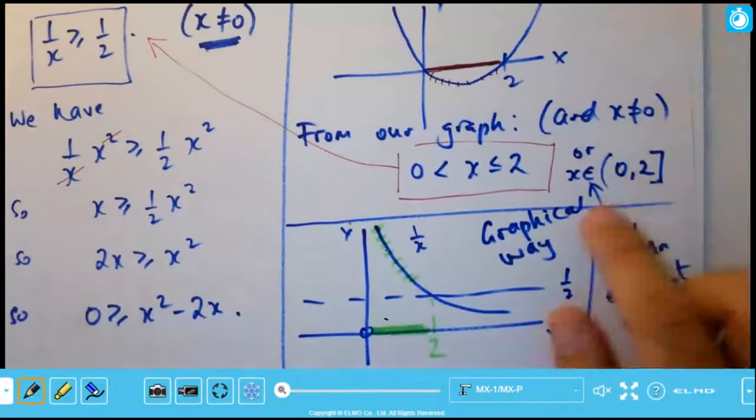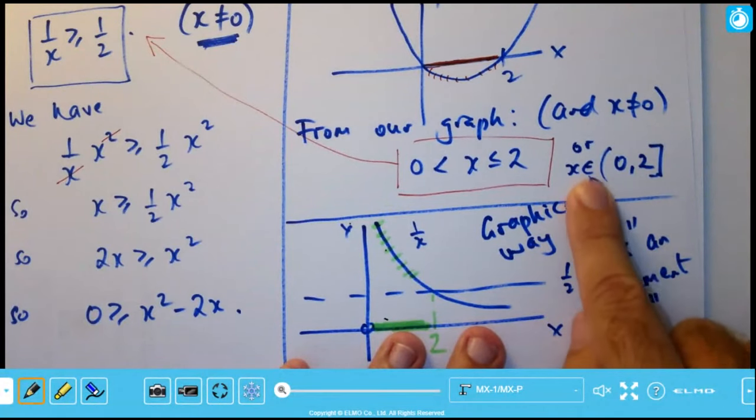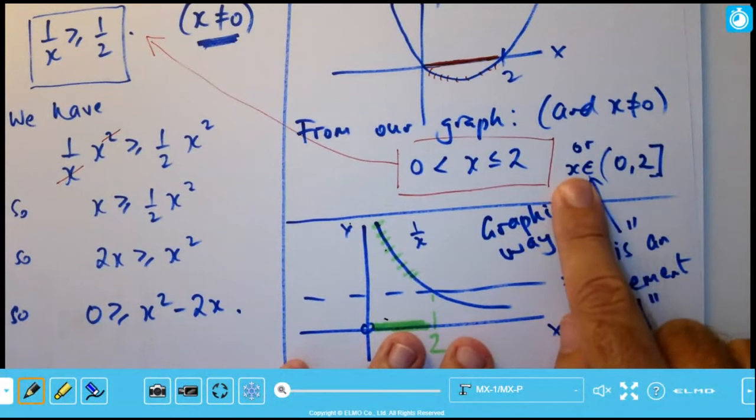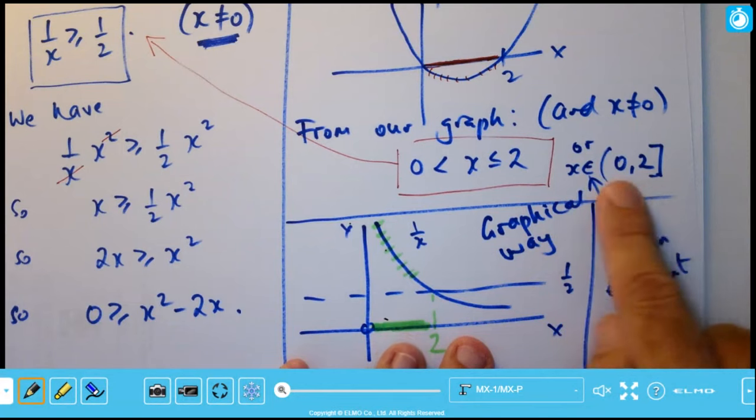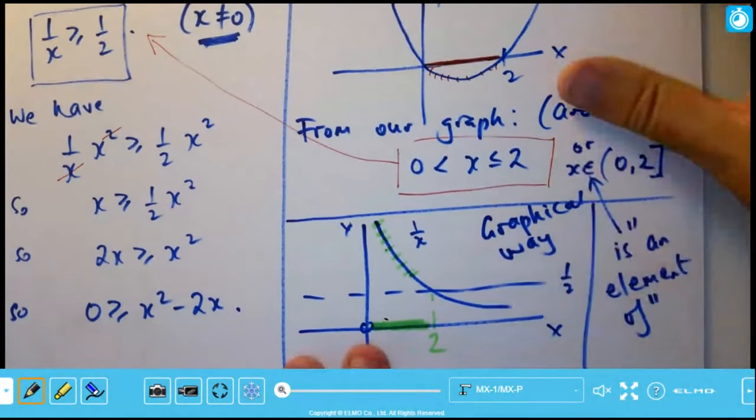What does the E mean? Oh yeah, is an element of. Sylvia, so basically this is just a funny symbol that says x is a member of this set, okay? Is an element of. Can you see that down there? Okay, great. Okay, let's have a look at another example. We'll finish that off. And I can share something else.